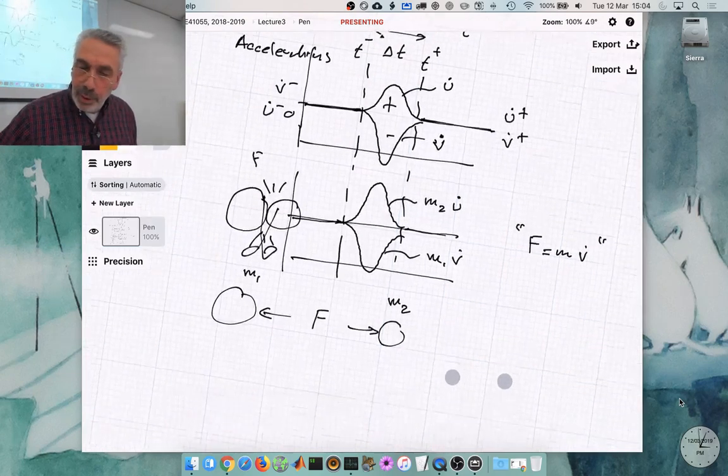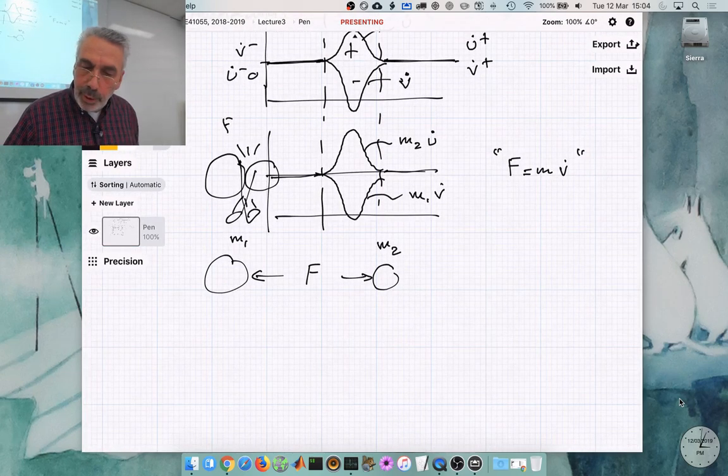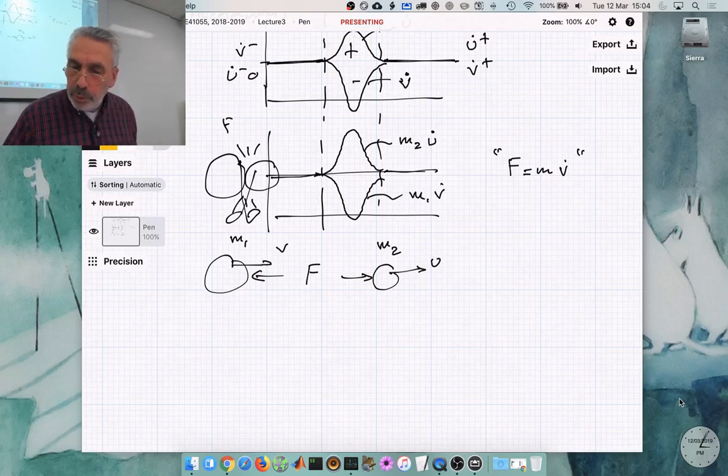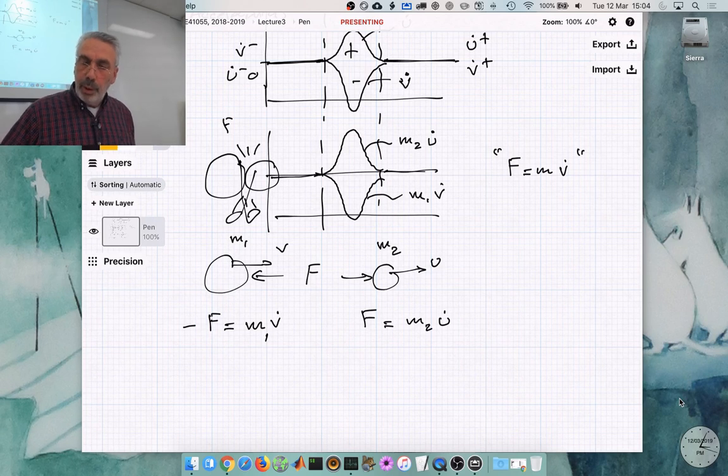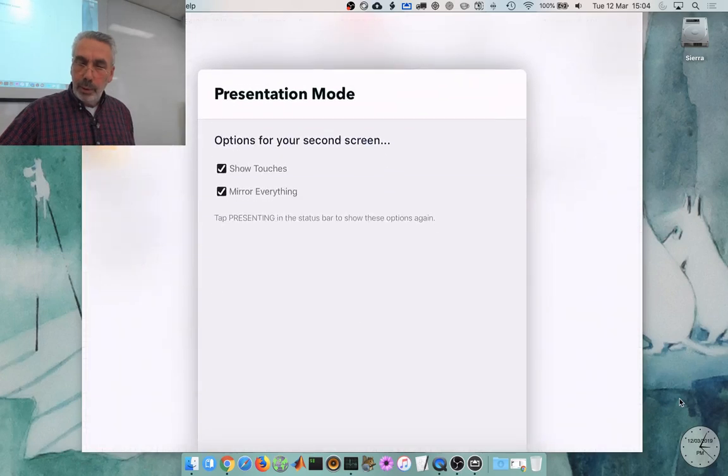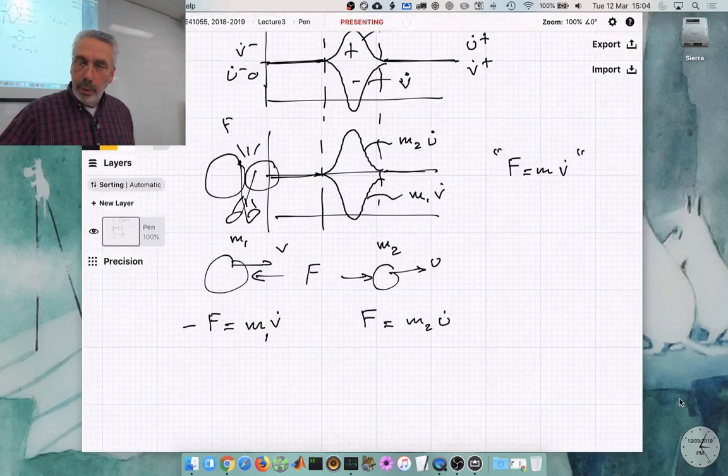By definition, if we look at this free body diagram, and this was the velocity V, and this was the velocity U, then what does Newton say? Minus F is M1 times V dot, and here plus F is M2 times U dot. So these two, if I multiply them with their respective mass, the acceleration, then I get exactly the same thing.